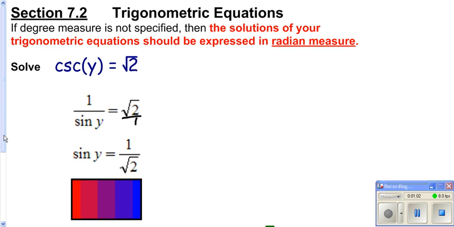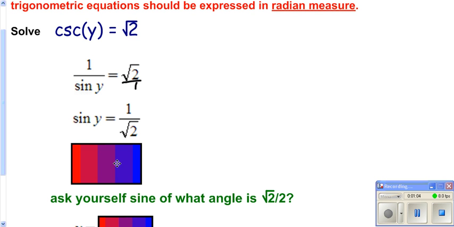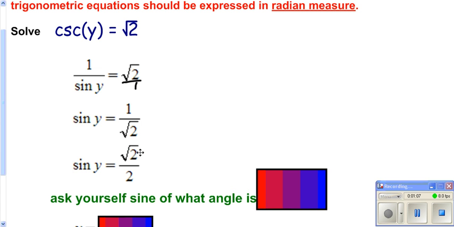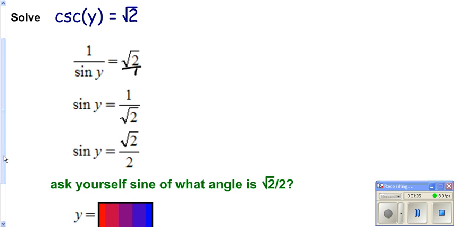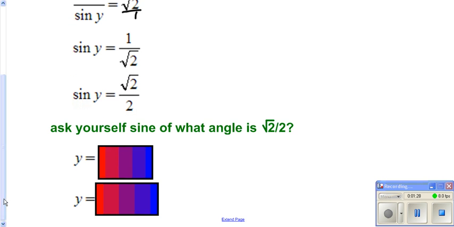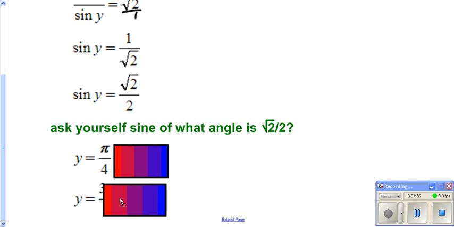Well, we typically don't leave a root in the bottom, so we'll rationalize it. Once you have the sine of your angle on one side by itself, you pretty much want to ask yourself, okay, the sine of what angle is root 2 over 2? Well, I know the sine of pi over 4 is root 2 over 2. You should also say, oh, I know the sine of 3 pi over 4 is also root 2 over 2.